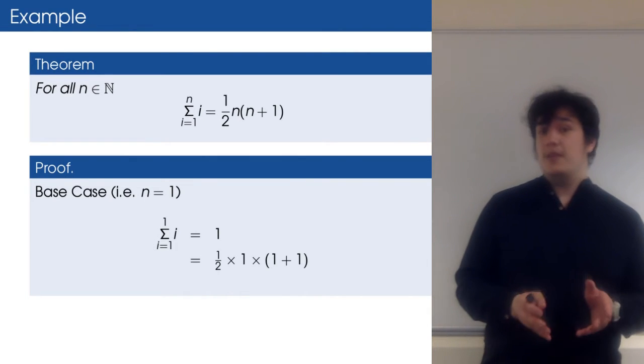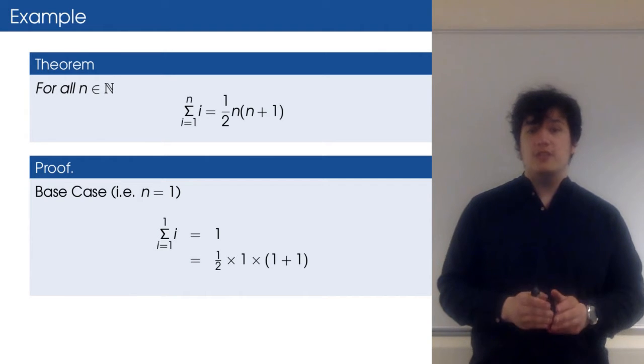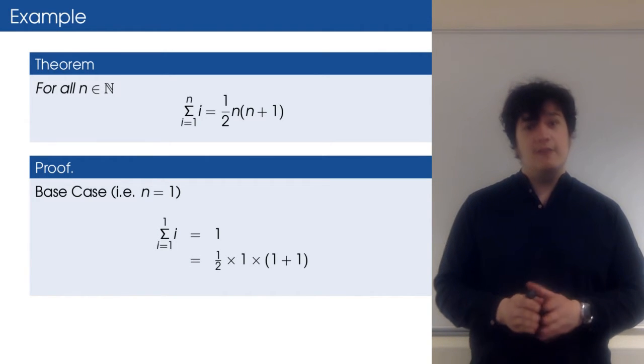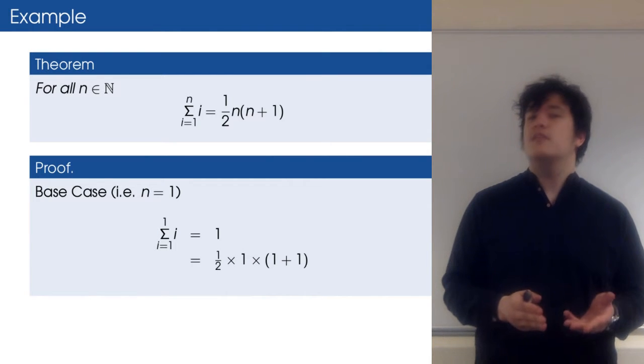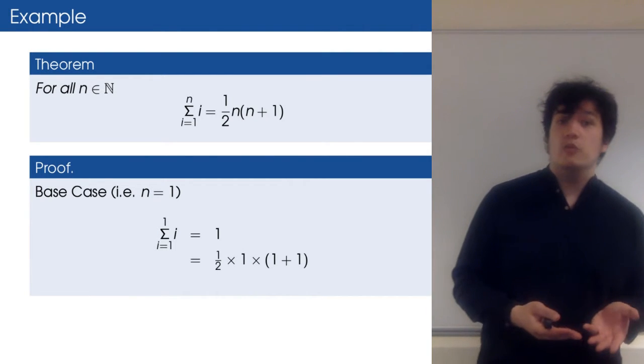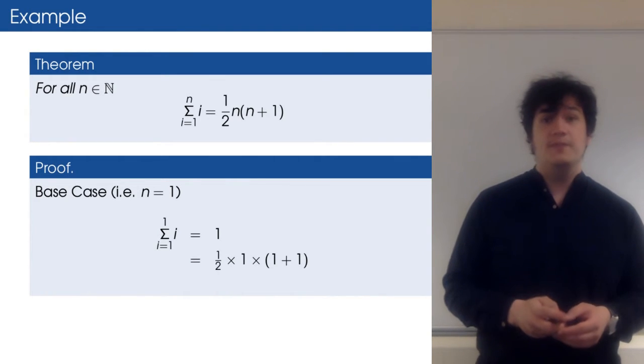Let's start with the base case, the case when n equals 1. Now earlier I mentioned that you look at 0, but in this case the situation when n is 0 doesn't make much sense. So instead we start with n equals 1. Here we see some calculations that show that it's obviously true.